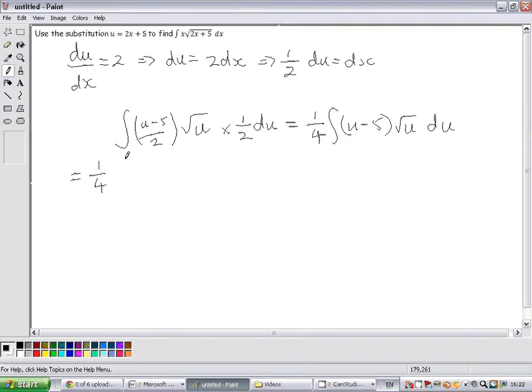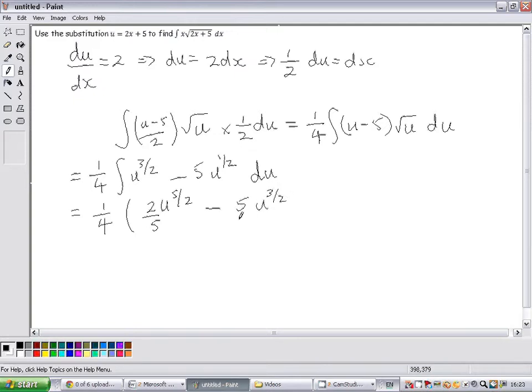It's just the integral of u to the 3 over 2 from expanding the first term, minus 5 times the integral of u to the half, du. So we do the integral in terms of u. So that would be u to the 5 over 2, and then I'd have to divide by 5 over 2, which is the same as multiplying by 2/5. And then it's going to be 5u to the 3 over 2, and then when we divide by 3 over 2, that's the same as multiplying by 2/3. Okay, so let's tidy that up.